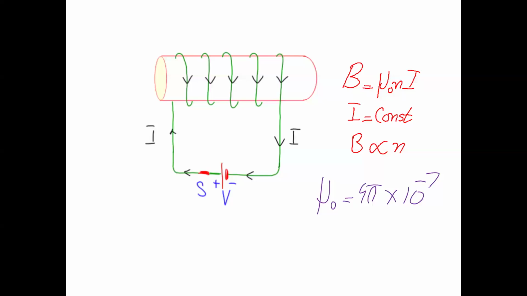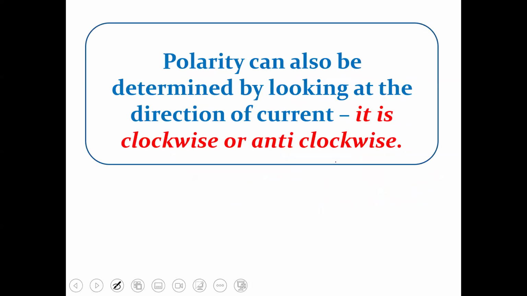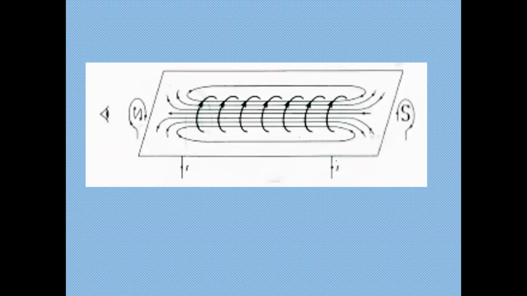Copy this. B is equal to mu naught Ni. Now let's move forward. B is equal to mu naught Ni. You can also determine the polarity of an electromagnet by looking at the current. What is the theme here?